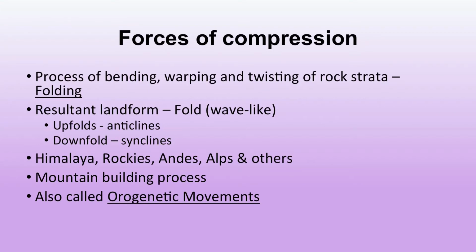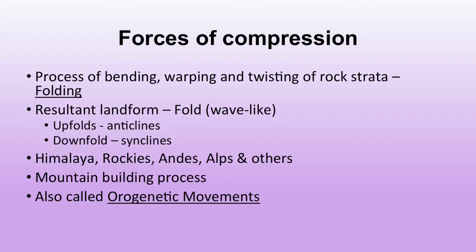Suppose this is the fold. This is the upfold and this is the downfold. The upfold is known as anticline and the downward portion is known as syncline. The Himalayas, Rockies, Andes, Alps and others are some examples of mountains formed out of this process. It helps in the mountain building process and therefore it is also known as orogenetic movement.